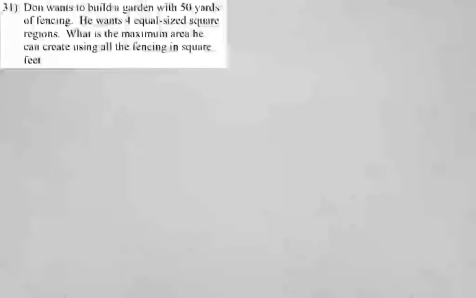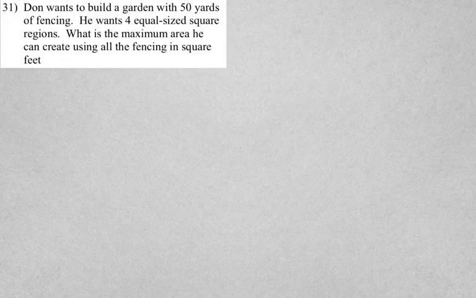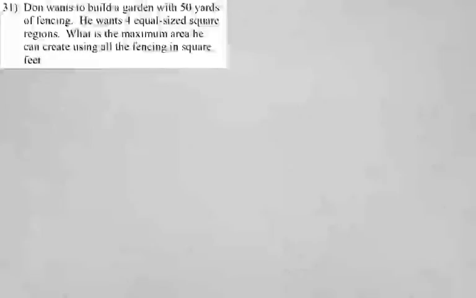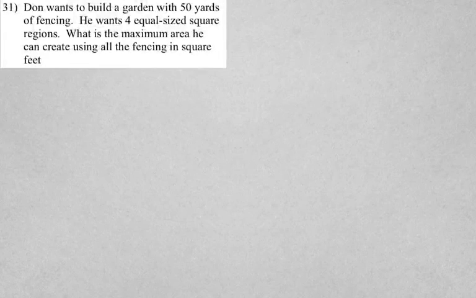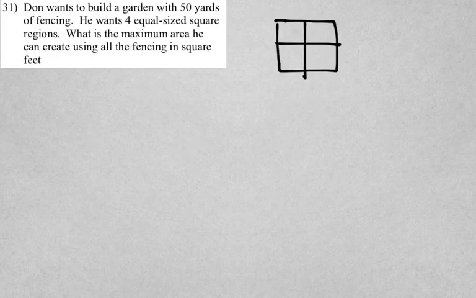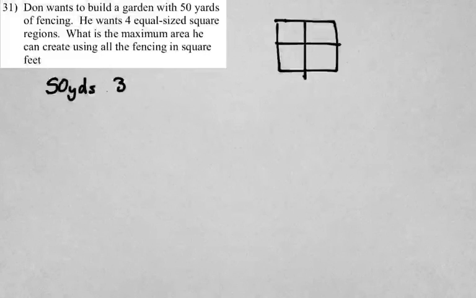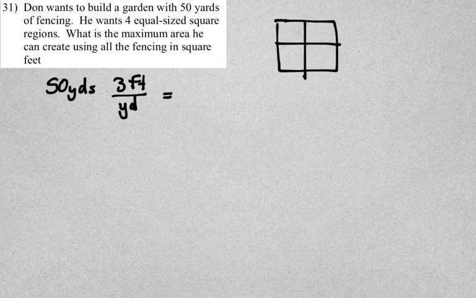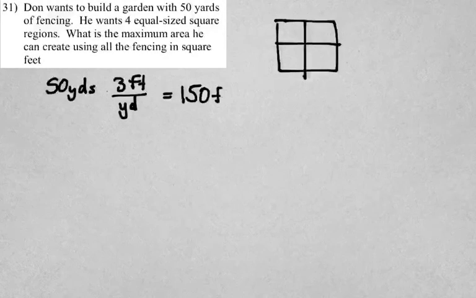So let's look at what Don's wanting to build. Don is building a garden with 50 yards of fencing. He wants 4 equal-sized square regions. What's the maximum area he can create using the fencing in square feet? So in his case, it sounds like he's wanting to divide here and here. So that means I need to first, again, take that 50 yards and multiply it by 3 feet per yard. And that gives me 150 feet in total to work with.